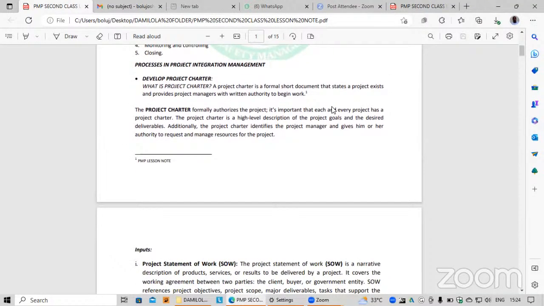So the first knowledge area we'll be taking now is called project integration management. I want to ask us a question. Based on your understanding, what does the word integration mean? When we talk about integration, what does it mean? Can anyone answer that question? Integration.